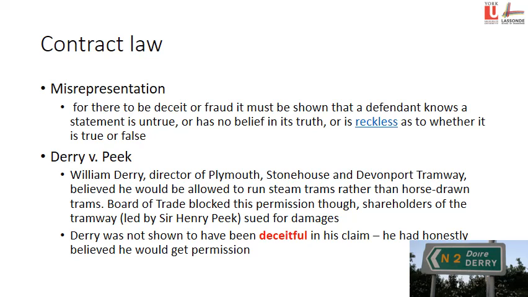So the shareholders of the tramway sued the company for damages where they weren't able to change from horse-drawn to steam trams. It was proven in this case that there was no deceit, there was an honest belief that the permission would be authorized. So therefore, there wasn't fraudulent or deceitful misrepresentation in what Derry claimed.